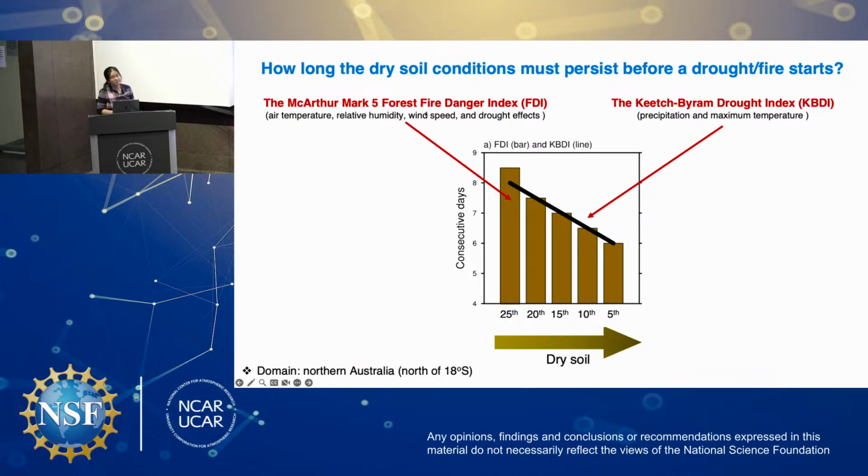The bar here is another fire weather index that is typically used in Australia, the fire danger index, and the black line here is the drought index. We use these two indexes because soil moisture is not an input for these two variables, so they can give us objective evaluations of how soil moisture can impact. What I want to highlight is that if you have very dry soil, then the condition doesn't need to last very long for the fire to happen. For very dry conditions, maybe just 6 days for the index to reach the maximum value, compared to the 25th percentile, which is not so dry, and this may take more than 8 days for the index to reach the maximum value.